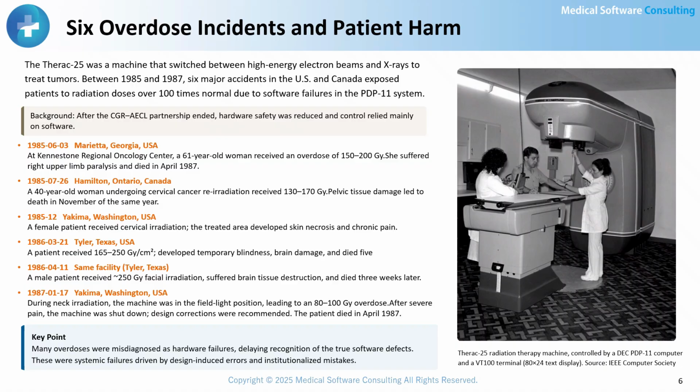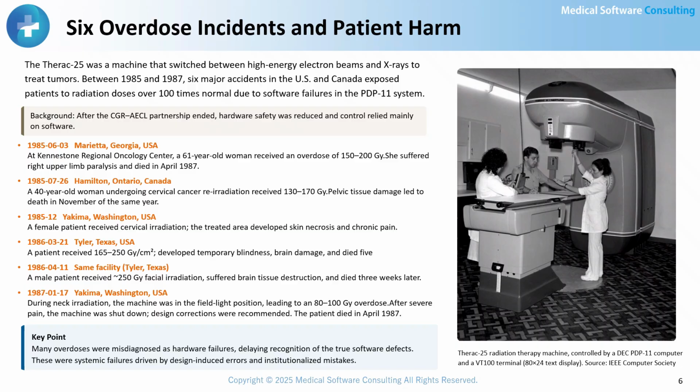December 1985, Yakima, Washington. A woman developed streak-like redness on her hip resembling the beam aperture. She continued treatment while staff searched for an explanation. Later analysis linked the injury to a software race condition caused by a variable overflow. She survived but was left with skin necrosis and chronic pain.